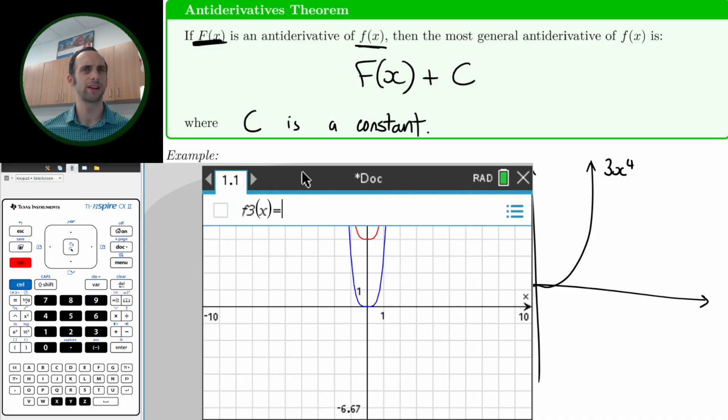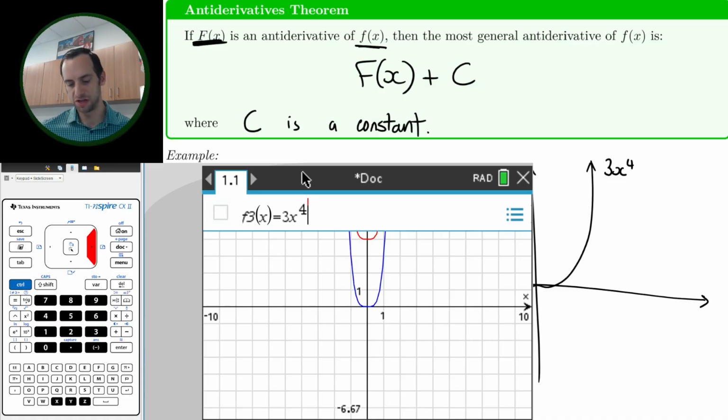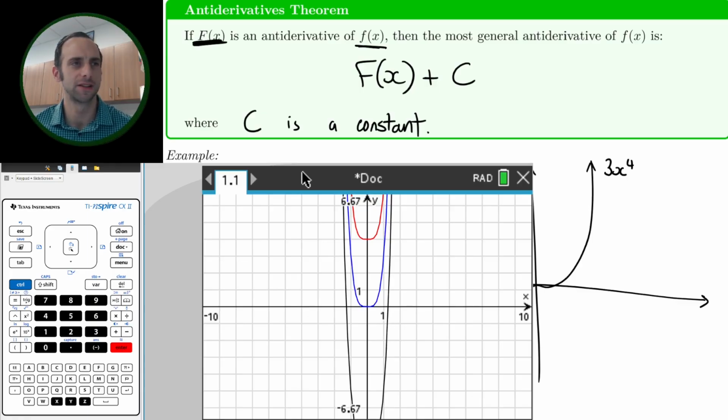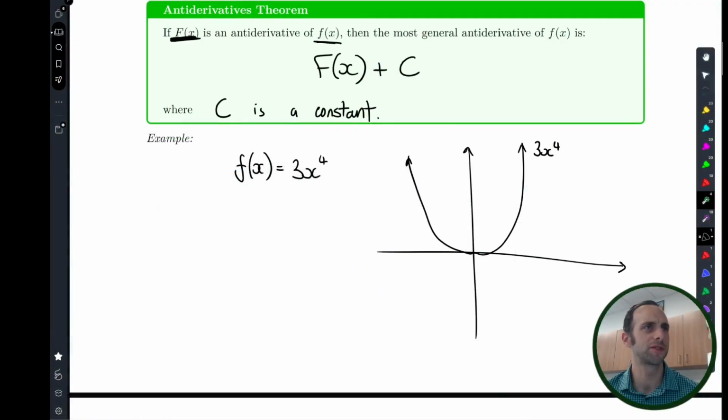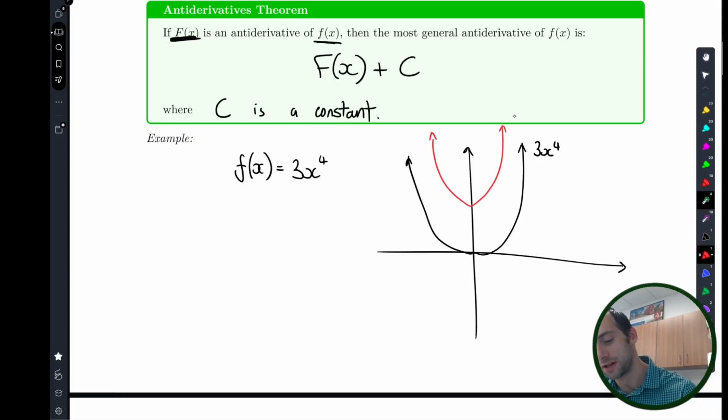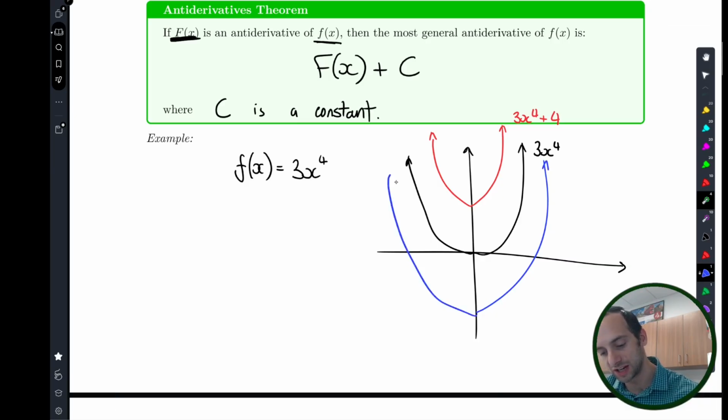Okay, if I subtract from it, so 3x to the power 4, let's say minus 8, I won't go as crazy as minus 1,000, we can just see that it's going to move that function down on our vertical y-axis. Okay? So we get the idea of what this constant is doing. This constant at the back is simply translating our function vertically, which is clearly not going to change the slope or change our derivative here.